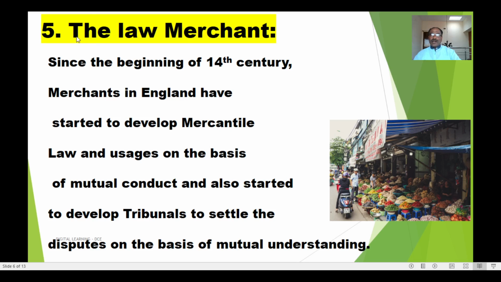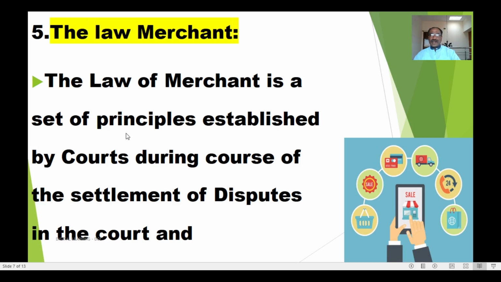Next, the fifth important source of Indian business law, which includes the law merchant. So what is called the law merchant? Since the beginning of the 14th century, merchants in England have started to develop the mercantile law and usages on the basis of mutual conduct, and also started to develop tribunals to settle disputes on the basis of mutual understandings.